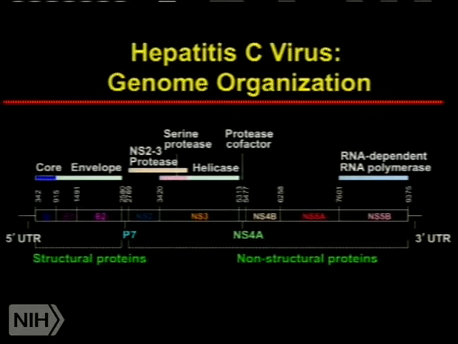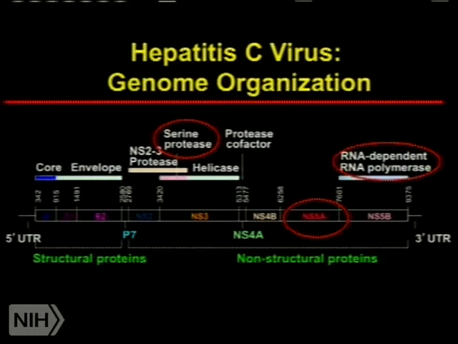So the genomic organization of the virus is shown here. Hepatitis C is a positive sense single-stranded RNA virus of about 9.6 kilobase pairs. It encodes a single open reading frame that encodes for a number of different viral proteins. And this polyprotein undergoes co- and post-translational cleavage by both host and viral proteases to yield the structural and non-structural proteins. The viral proteins that are highlighted in red, the serine protease, the NS5A protein, and the RNA-dependent RNA polymerase are currently the targets of major drug development programs.